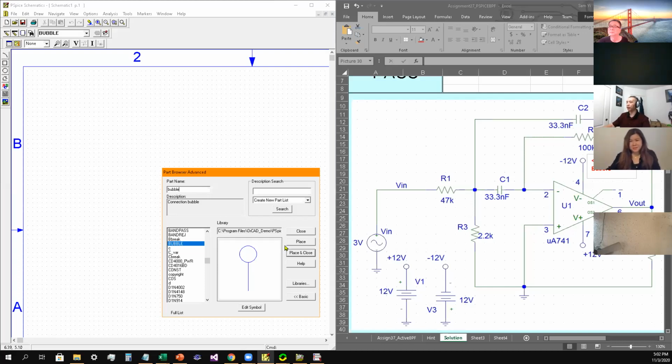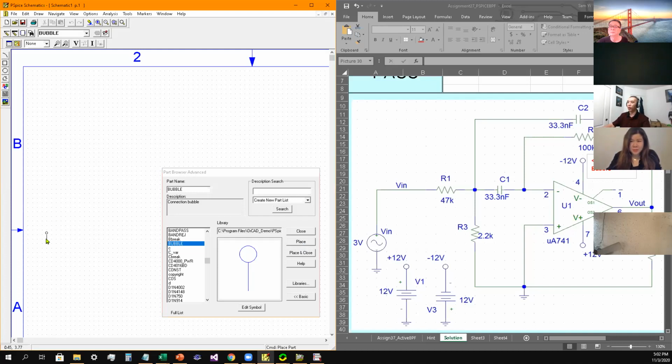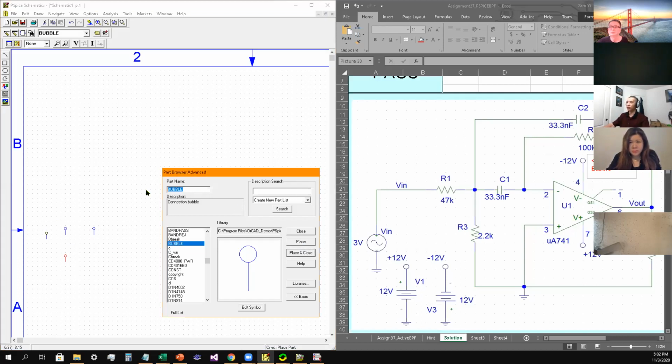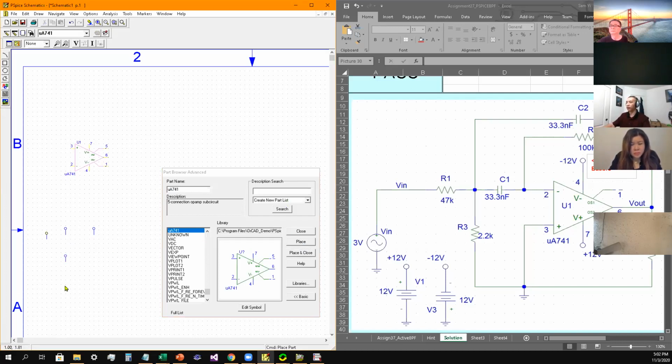Then you can place it here. So 1, 2, 3, 4 right now. The next one is UA741, and that looks like that symbol. Then go ahead and place it. Okay, so there it's placed.